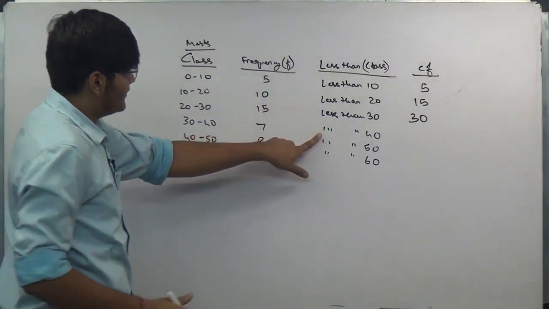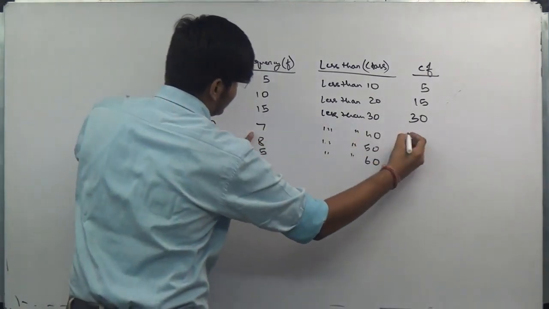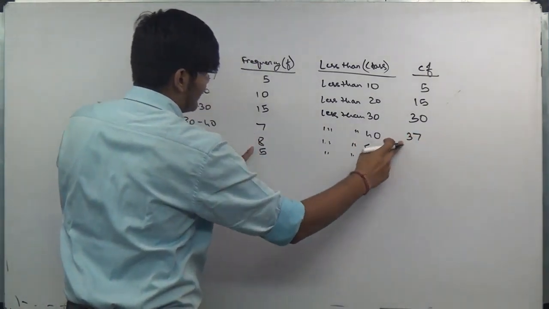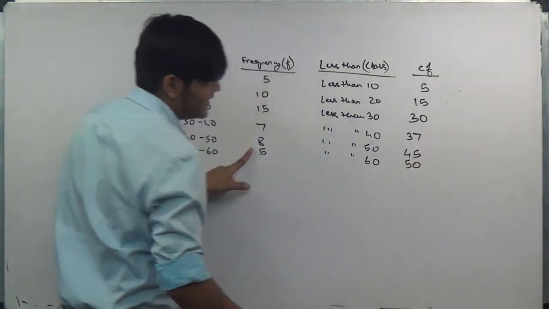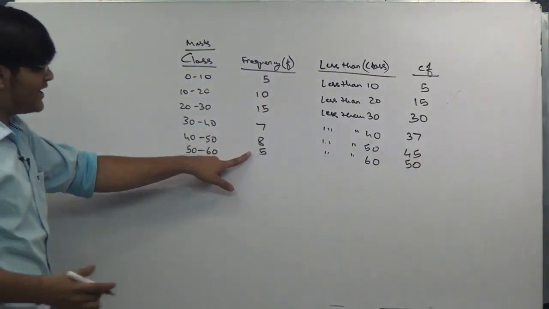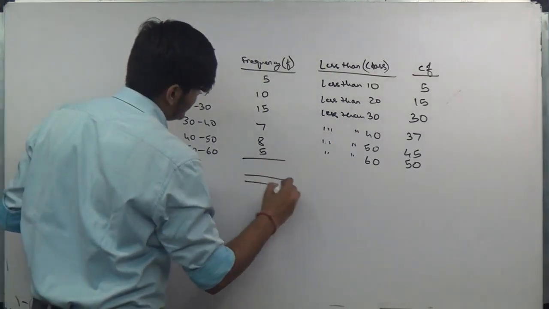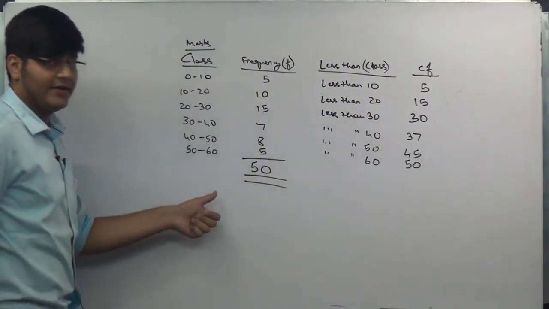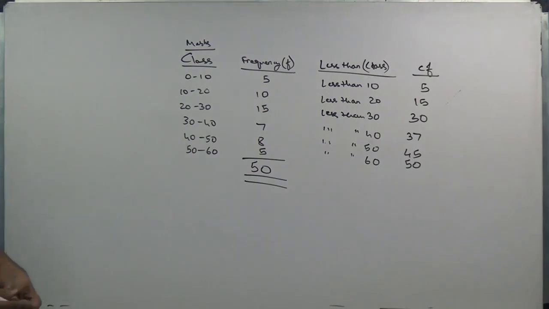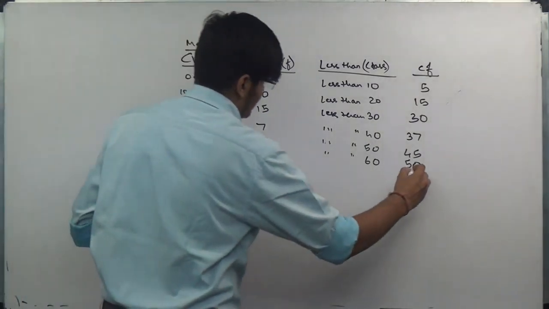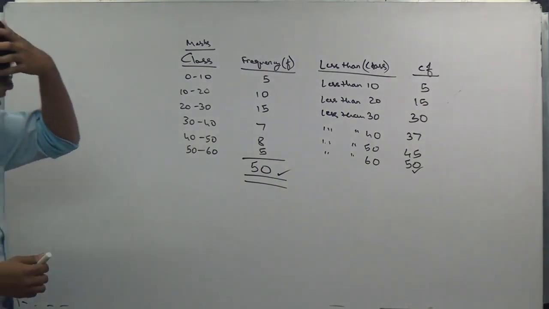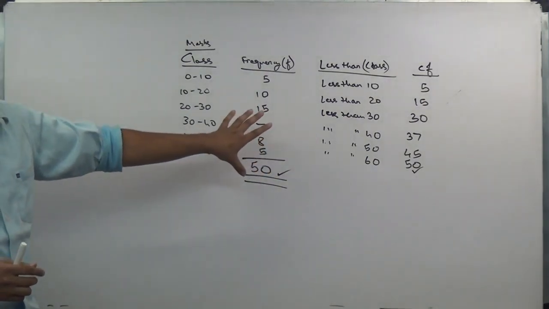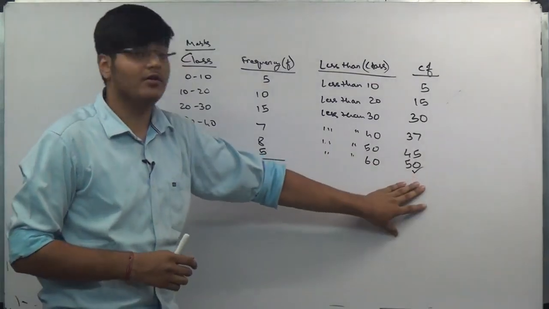Next, less than 40. We add up 30 and 7, 37. Then 37 and 8. The last that we get is 50. How to cross check? The total of frequency should be equal to 50. Clear? This is how we are basically finding out if our result is right or not.